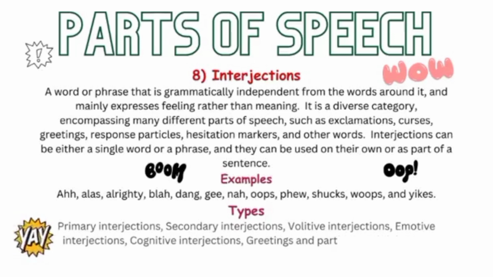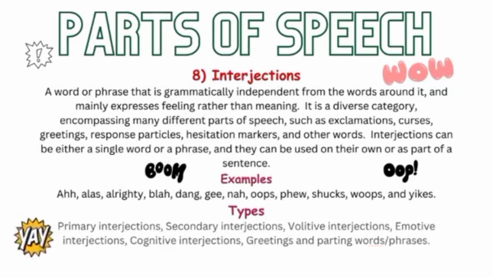Next is interjection, a word or phrase that is grammatically independent from the words around it, and mainly expresses feeling rather than meaning. It is a diverse category, encompassing many different parts of speech, such as exclamations, curses, greetings, response particles, hesitation markers, and other words. Interjections can be either a single word or a phrase, and they can be used on their own or as part of a sentence. For example, ah, alas, alrighty, blah, dang, gee, nah, oops, pew, shucks, whoops, and yikes.